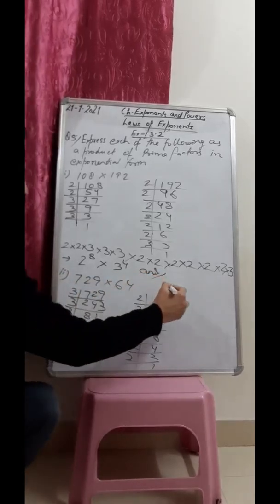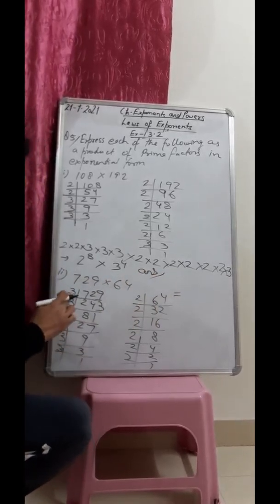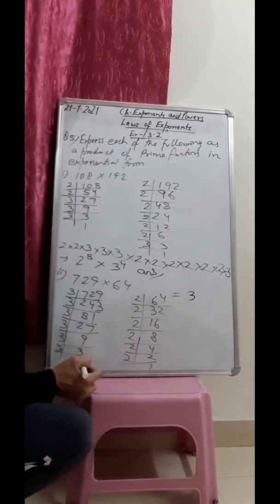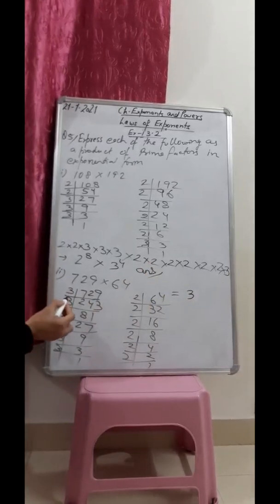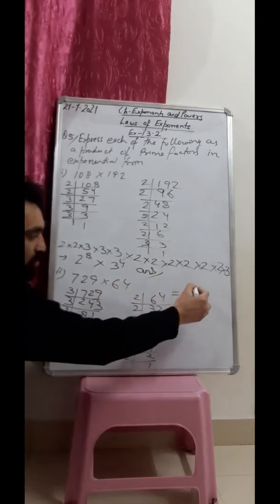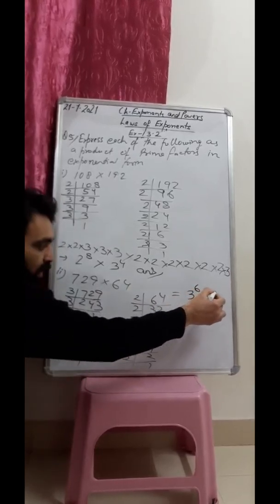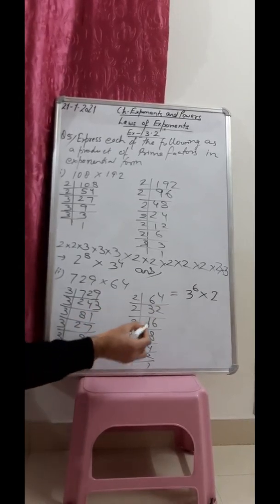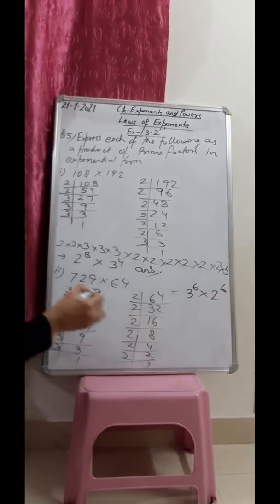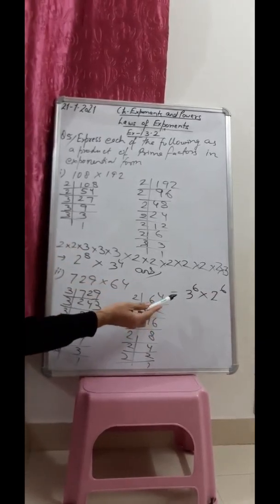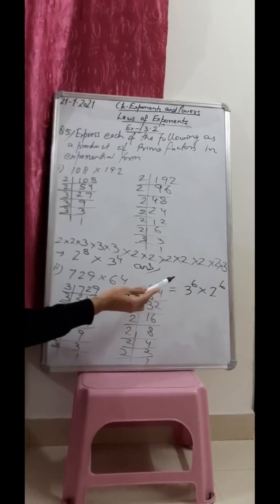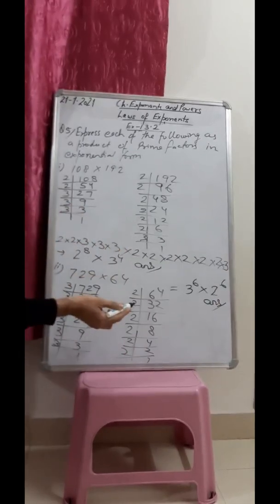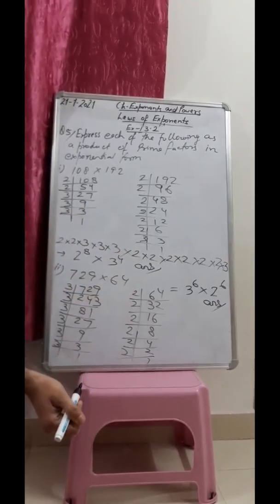So here we can say that the prime factors are 3 and 2. One base will be 3 and the power will be how much? 1 2 3 4 5 6. So 3 raised to power 6, multiplied by the second base, which is 2. How many times? 1 2 3 4 5 6. So 2 raised to power 6. So the answer will come as 3 raised to power 6 multiplied by 2 raised to power 6. So in this way we can find the prime factorization and give the answer in exponential form.